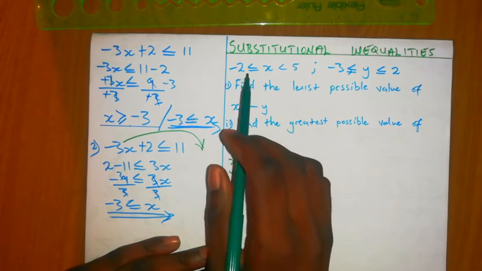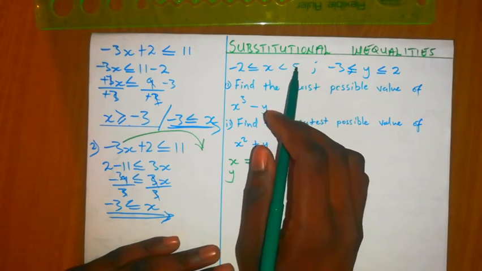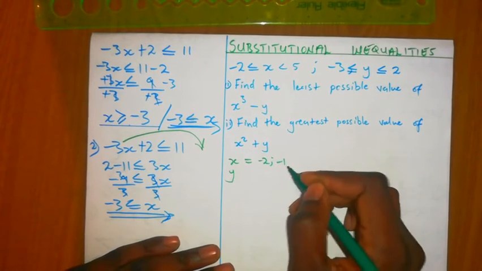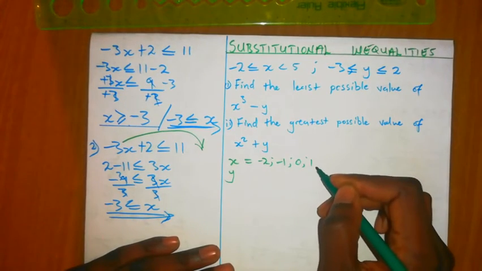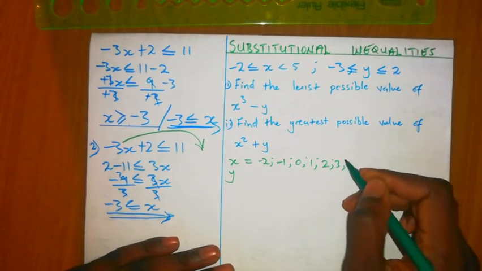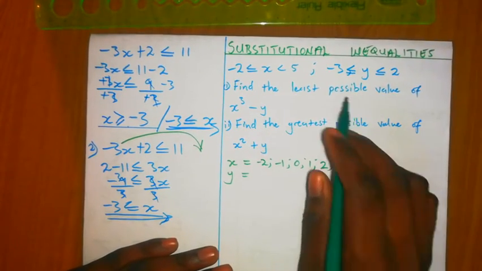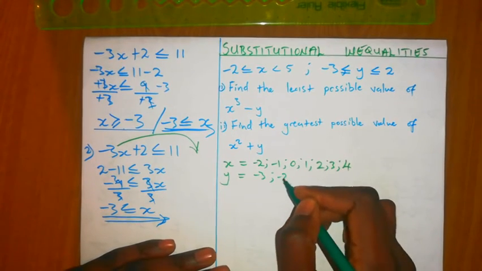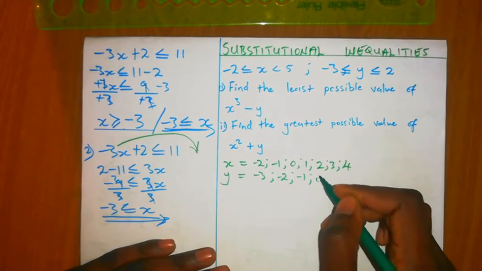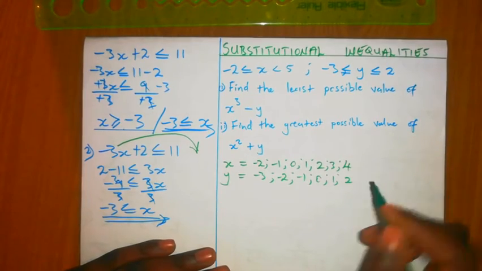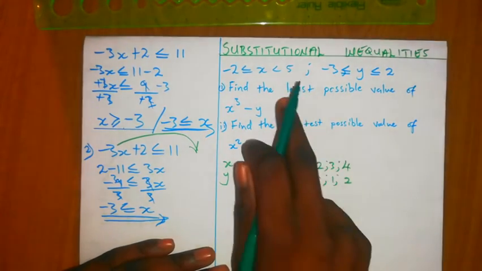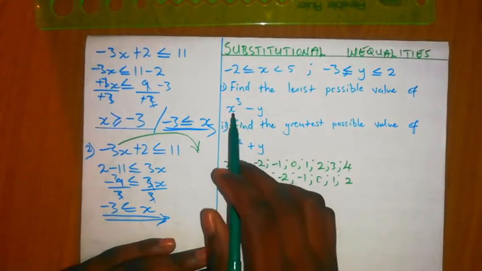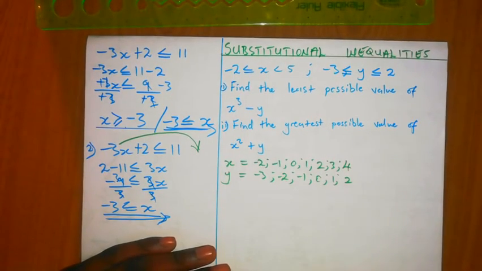So x is a range of values. x starts from -2 and ends at what? At 4. So x is -2, -1, 0, 1, 2, 3, 4. Then y starts at -3 and ends at 2. So -3, -2, -1, 0, 1, 2. Now I'm answering the question. I want the least. The least means the minimum possible value of this required question there.